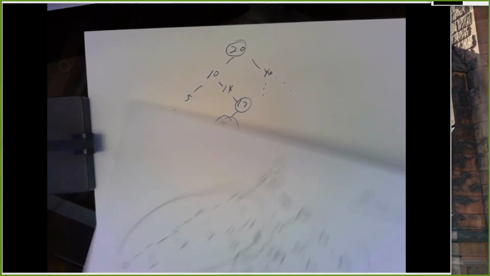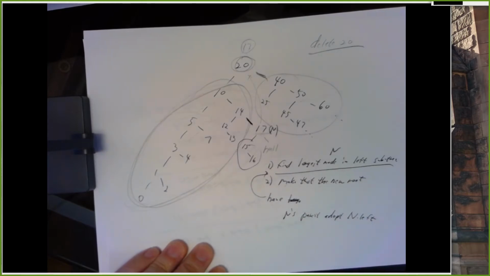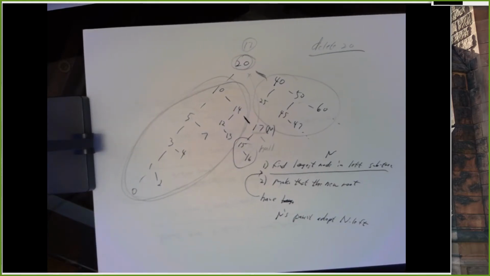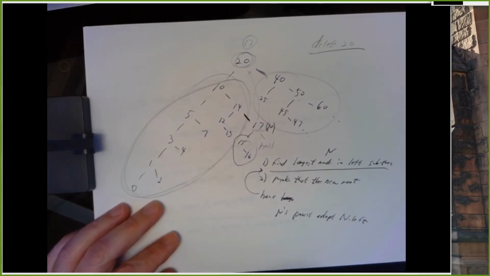All right, so let's start breaking into cases. How do we find the largest node in the left subtree? And this is ODP 215, which is Monday's ODP, due Tuesday. So how do we find the largest node in the left subtree?